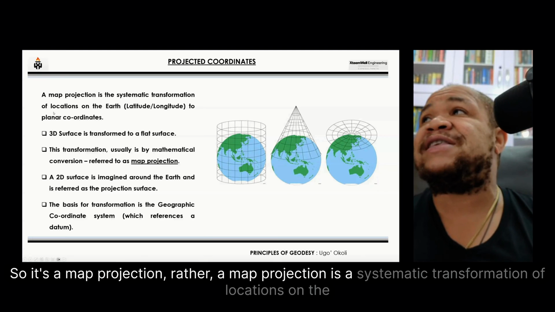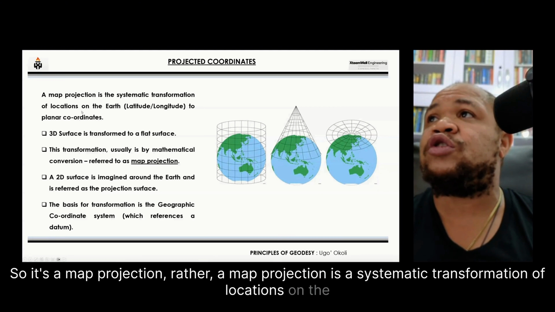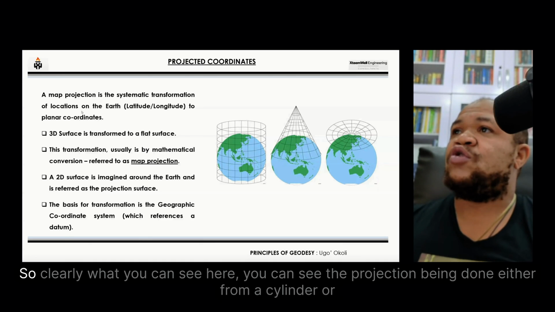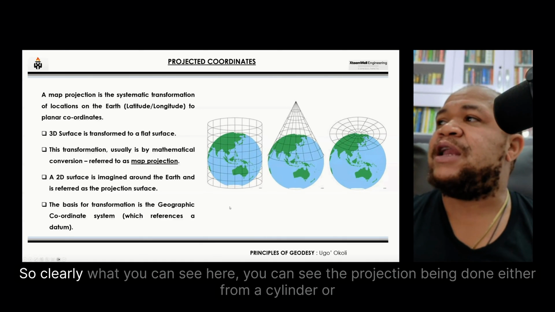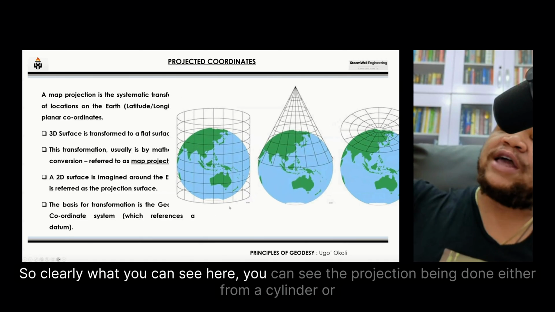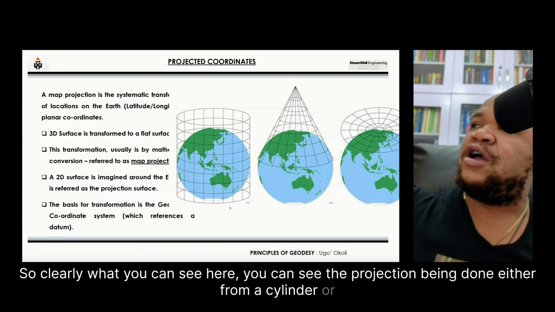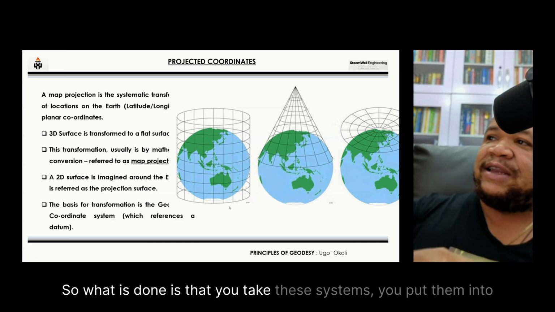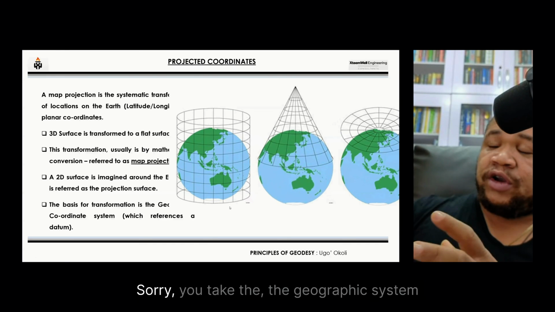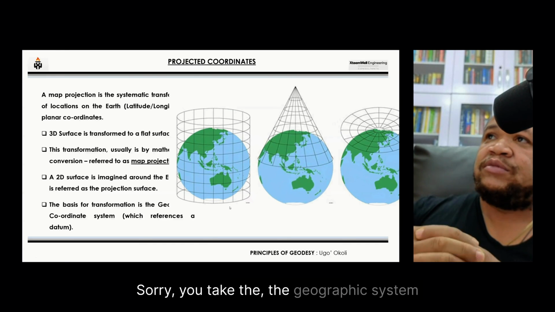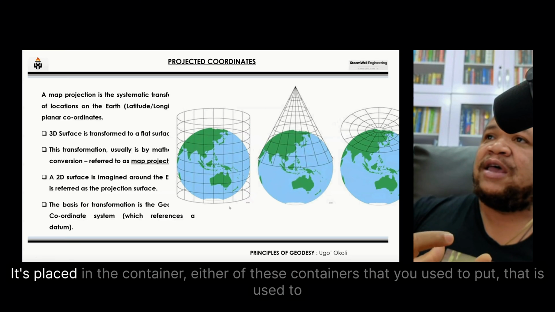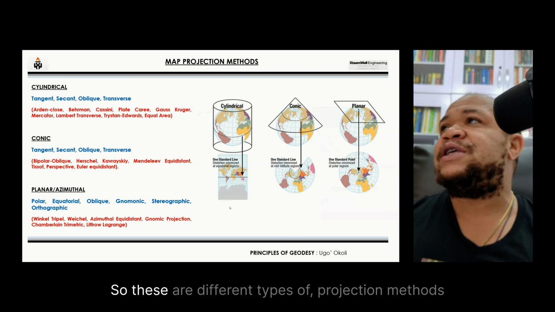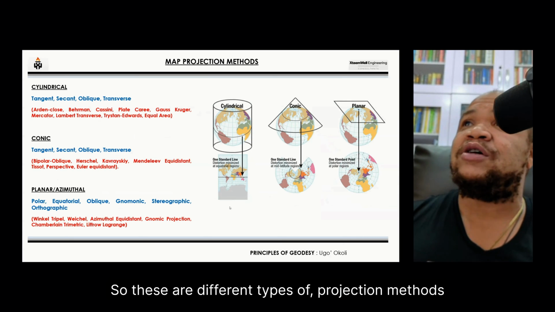A map projection is a systematic transformation of locations on the Earth, that's the longitude and latitude, to flat surfaces. Clearly, what you can see here is the projection being done either from a cylinder, a cone, or a flat surface. So what is done is that you take the geographic system and place it in a container, one of these containers that is used to project. So these are different types of projection methods.